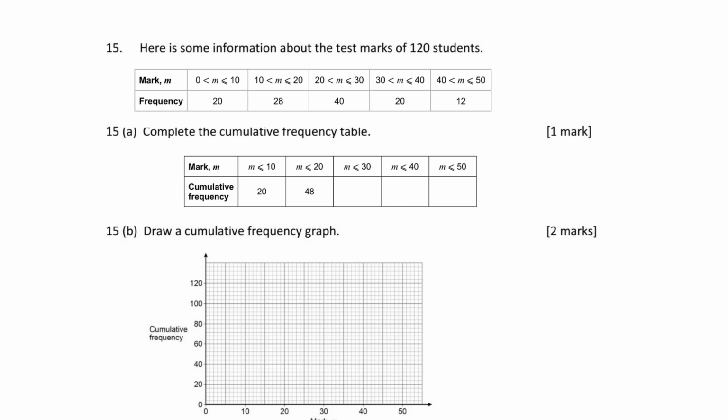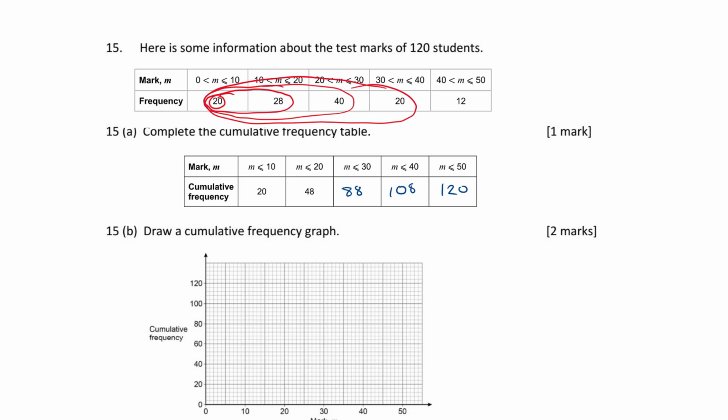So the value for m less than 10 is just going to be those 20 there, isn't it? The value for m less than 20 is going to be those 20 plus the 28. So 20 plus 28 is 48. That's already been given. Less than 30 is going to be the 20 and 28 with the 40, which I can just get by adding 40 onto 48. So that makes 88. Then the next one I'm going to get by adding 20 to everything that came before. So 88 plus 20 is going to be 108. And then finally add on the 12, takes me to 120.